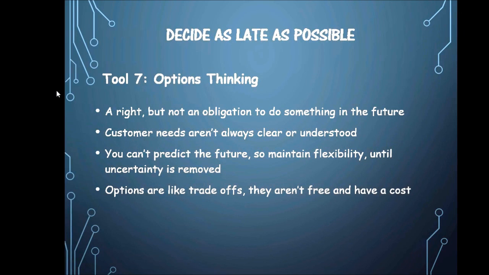Tool number 7, and the first tool of this principle, options thinking. First, an option is a right but not an obligation to do something in the future. Customer needs aren't always clear or understood. You can't predict the future, so maintain flexibility until uncertainty is removed. The last one, options are like trade-offs. They aren't free and have a cost.